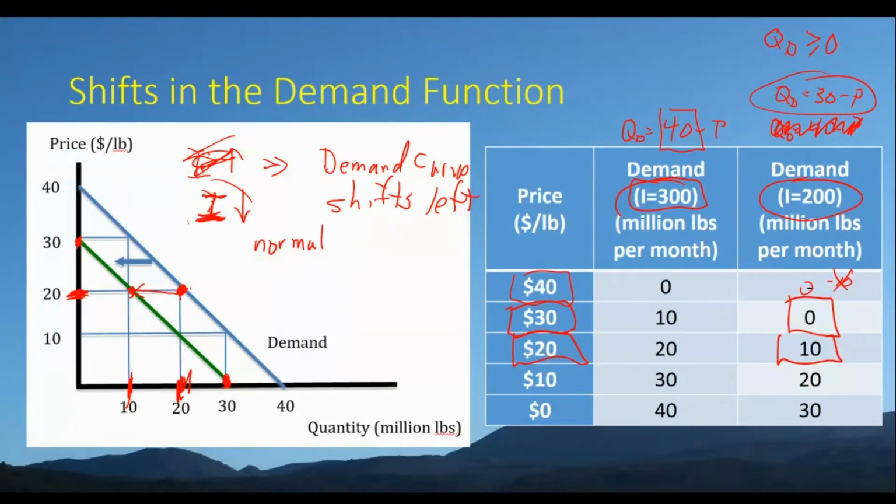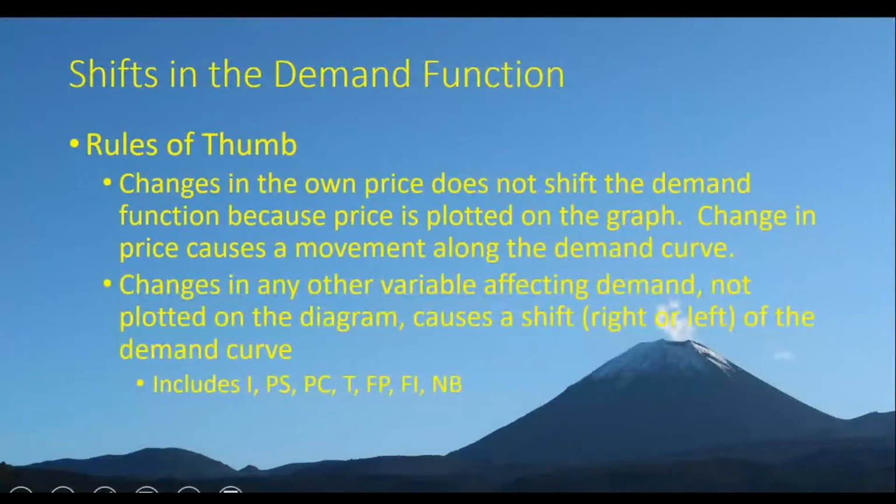All right, so general rule of thumb. Changes in the own price, the price of the product you're plotting on the axis, does not shift the demand function or the demand curve because the price is already plotted on the graph. You're already showing the relationship between the price and the quantity on the demand curve itself. So if you change the price for one reason or another, or I tell you it's changing, then you're going to move along the demand curve if it's the price of coffee, the good you're plotting.